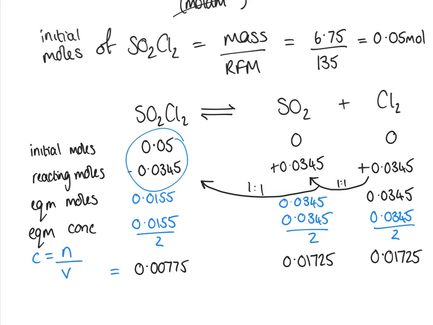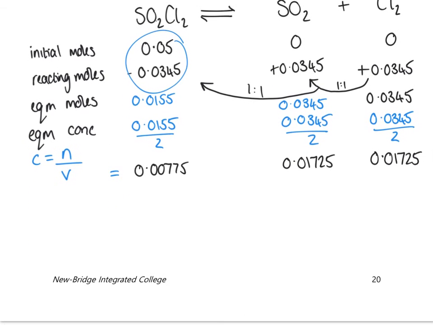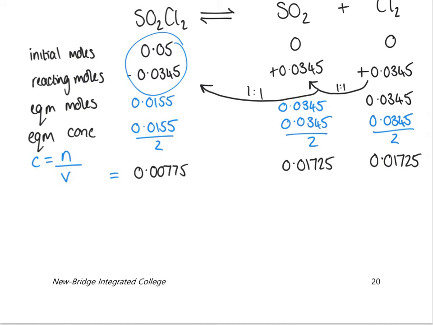Okay, happy enough at this stage? Yes, great. Okay, so I'm now ready to plug my values into my expression for Kc. But I need to write my expression first. So Kc is going to be equal to the concentration of my products. They don't have any balancing numbers, so we don't need any powers, over the concentration of our reactants.